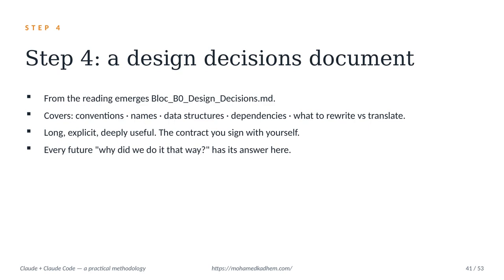From the reading phase emerges a document, the block 0 equivalent for a port, capturing the design decisions you are about to make. It covers conventions, names, data structures, parts to rewrite cleanly versus parts to translate mechanically, and dependencies. The full list is in the PDF. What matters here is the role the document plays. It is long, explicit, and deeply useful. It is the contract you sign with yourself before coding begins. Every time a future question arises, why did we do it that way? The answer lives in this document. Without it, the port drifts, and the drift is invisible until late.